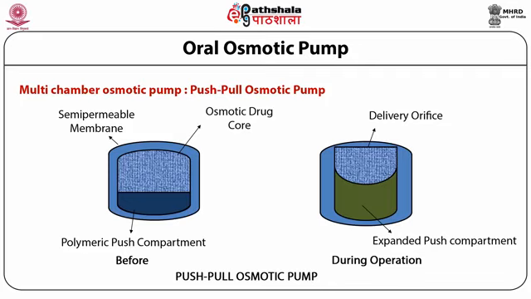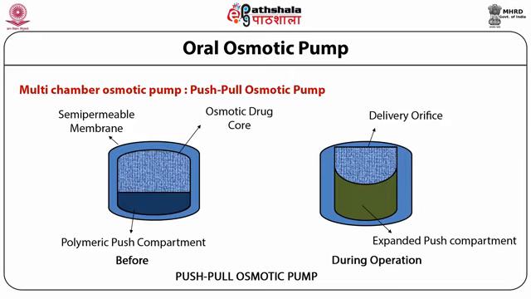First one was the primitive one, the orally delivered osmotic controlled drug delivery system. An example is the push-pull osmotic pump. It itself indicates two words, push and pull. So there is a pushing system, and then the next step is pulling. Okay, so let's see the structure. Before the operation, before taking it orally, how does it look? It comprises a semi-permeable membrane, an osmotic drug core, and then a polymeric push compartment, a compartment separated with the help of polymer.